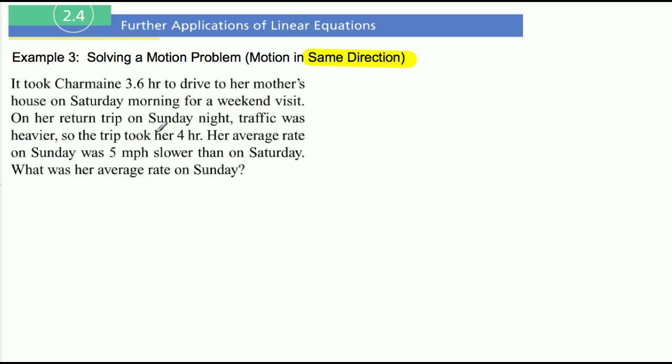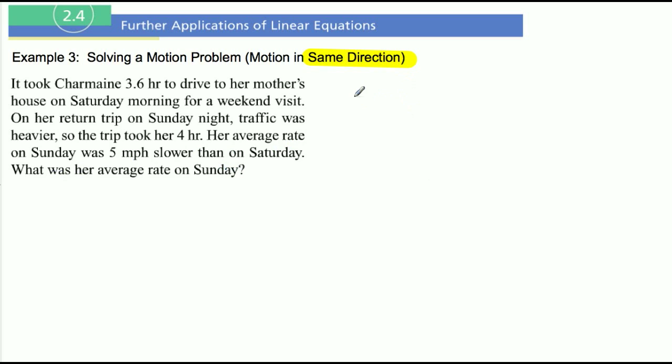So we have Tremaine, who took 3.6 hours to drive to her mother's house on Saturday morning for a weekend visit, but then on a return trip, she had a little traffic, you know, bumper to bumper, and so that trip took 4 hours, so it's a little slower there, and her average rate on Sunday was 5 miles per hour slower than on Saturday. What was her average rate on Sunday?